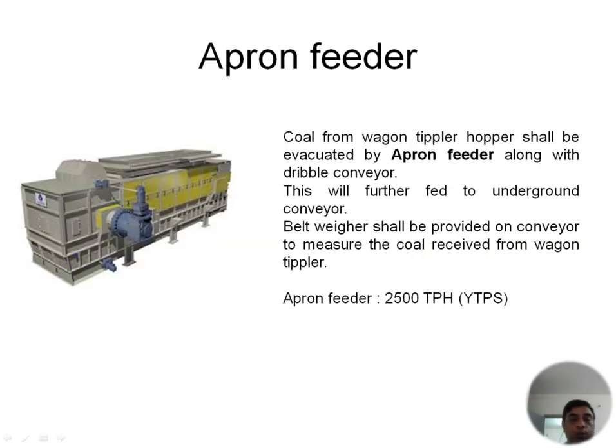Apron feeder is also very important equipment, which will be at the bottom of the wagon tippler, where coal from the wagon tippler hopper shall be evacuated by this machine, the apron feeder, along with the dribble conveyor. From the apron feeder it will be further fed to the conveyor below the apron feeder. Here also there will be a belt weigher to measure the coal received from the wagon tippler. Apron feeder rating in Yadadri thermal power plant is 2500 TPH.